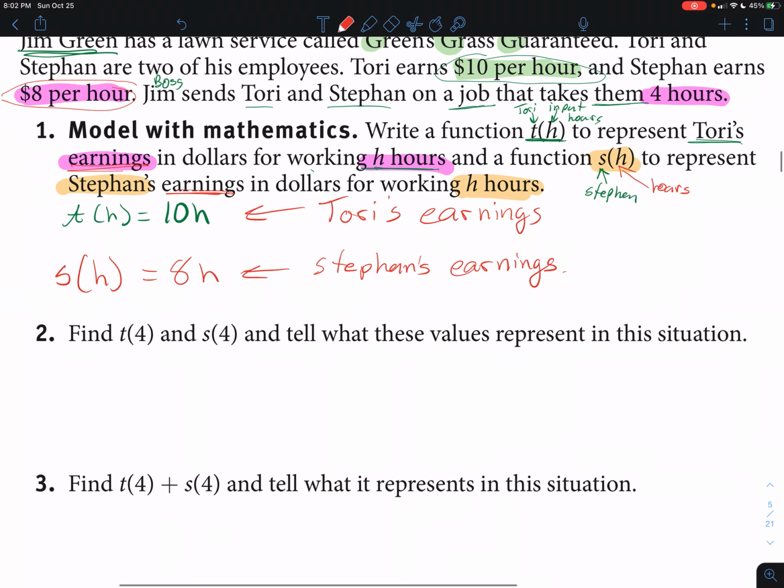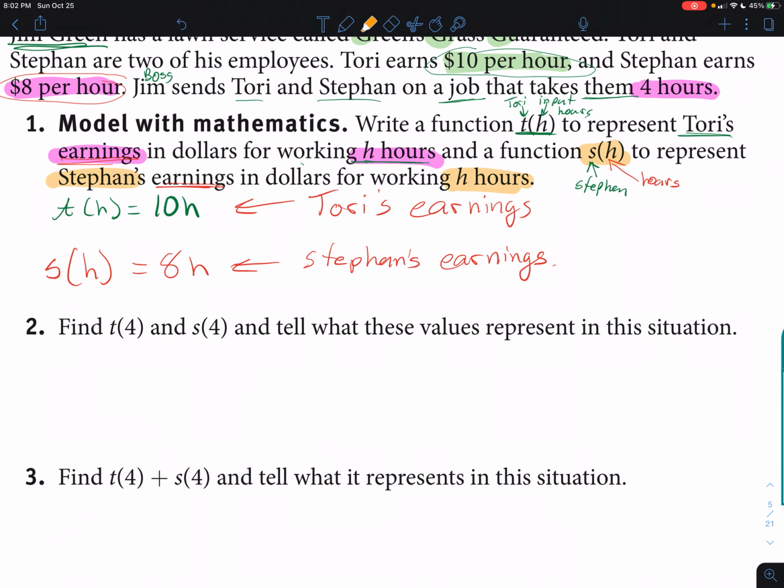Okay, then down here it says find T of 4 and S of 4. Tell what these values represent in the situation. So remember what I said: this is the input variable. What's inside the parentheses is our input. So it looks like we're going to be inputting 4 for Tori and 4 for Stefan. Where did that 4 come from?